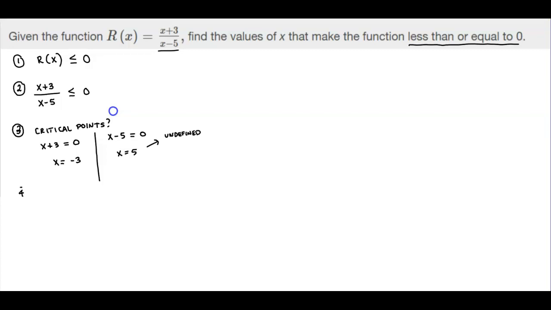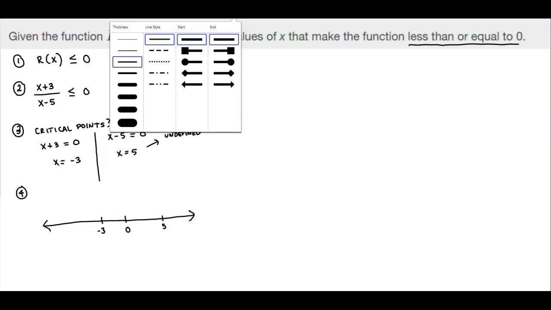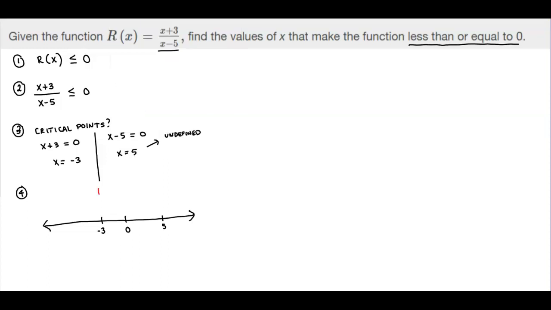So now let's go ahead and draw our number line. We have a critical point at negative 3, and we have another one at 5. So let's create our regions. We have region 1, region 2, and then region 3.